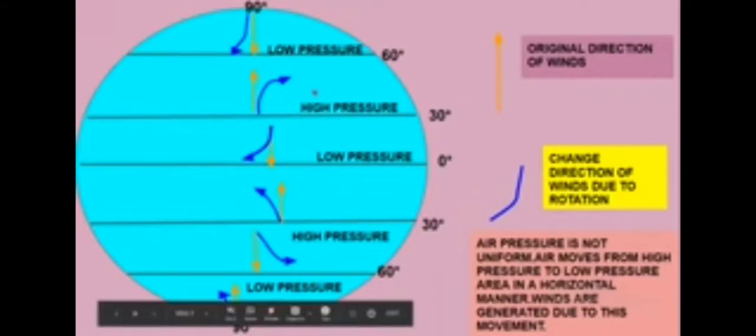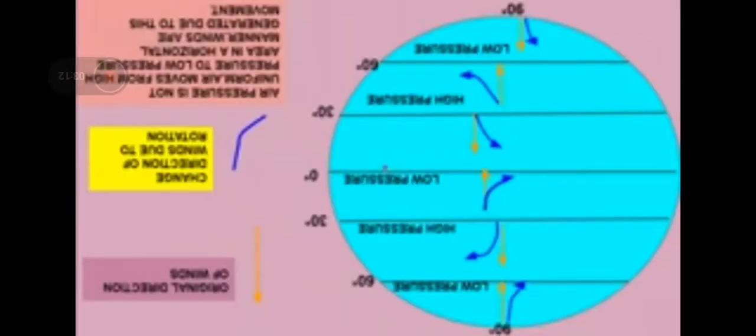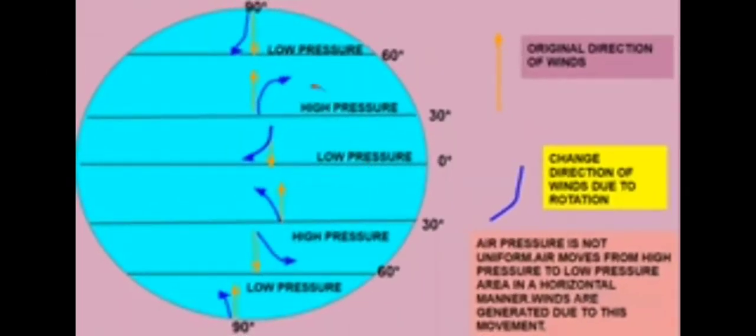That means what? Air pressure is not uniform. Air pressure is not equal. Somewhere it is high and somewhere it is low. And as I told you previously, air will always move. The movement of air will be from high pressure area towards the low pressure area. And how is the movement of this air? The movement of the air will be horizontal movement of air. And because of this horizontal movement of air, what are created? Winds are created.